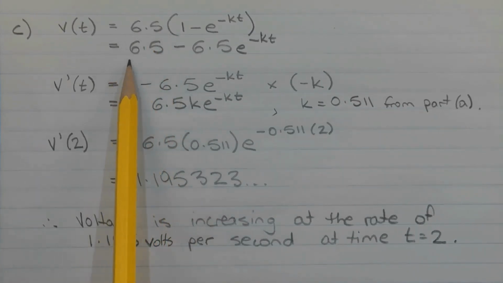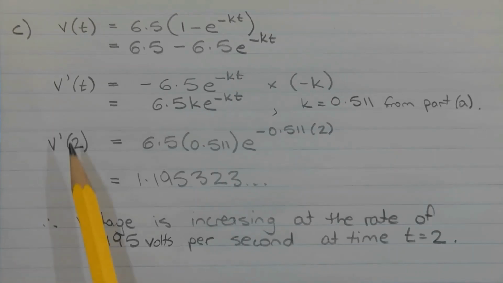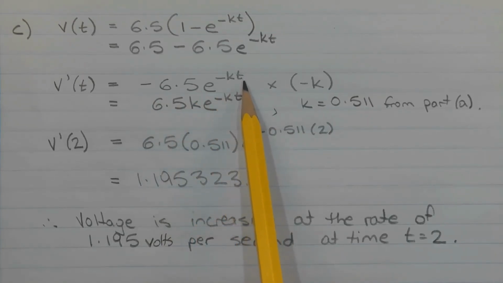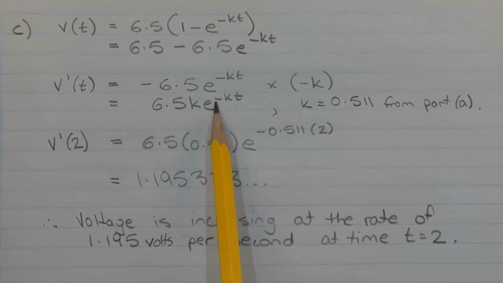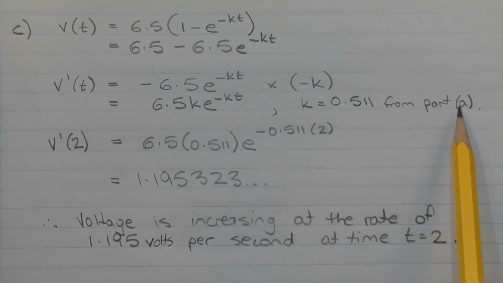Now the derivative of a constant, so in this case 6.5, is 0. So we only have to differentiate negative 6.5 e to the power of negative kt. So applying the chain rule, V dash of t, which represents our first derivative, is equal to negative 6.5 times e to the power of negative kt times the derivative of the index with respect to t. So we're multiplying that by negative k. And that simplifies to 6.5 times k times e to the power of negative kt, where k is equal to 0.511, which we found in part B.